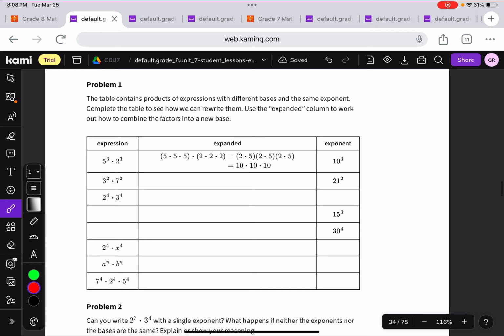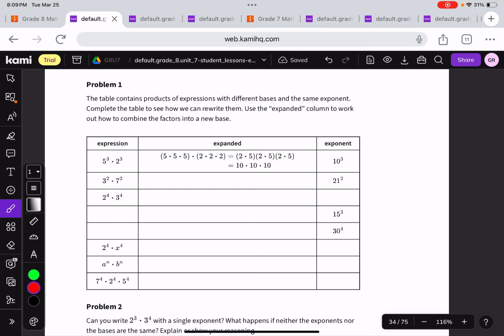First off, let's read the instructions, because maybe there is one where we get to skip. The table contains products of expressions with different bases and the same exponent. Complete the table to see how we can rewrite them. Use the expanded column to work out how to combine the factors into a new base.